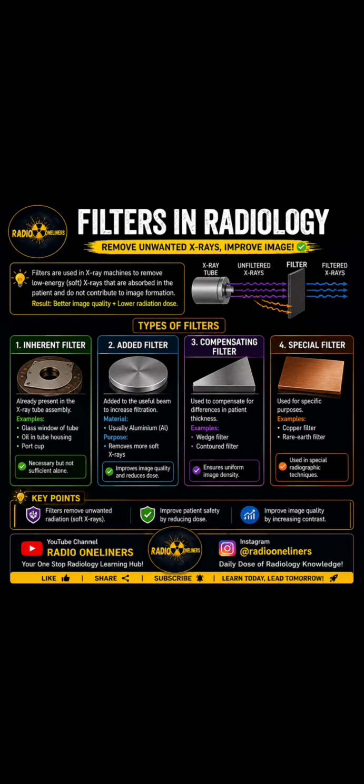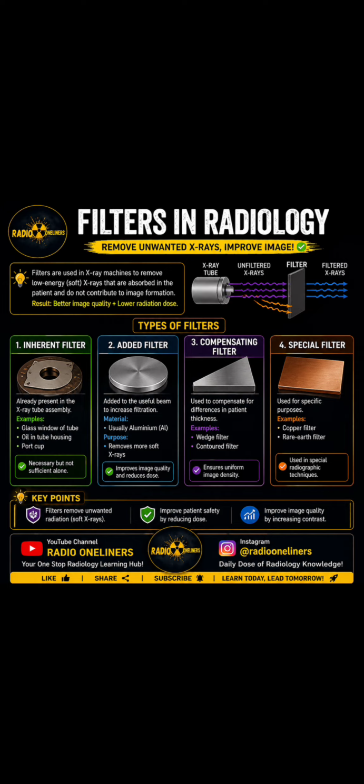So what are the key points to remember about the filters? Let's just quickly recap the most important points. Inherent filters, the first type. Inherent filters are built into the machines and remove some of the soft X-rays. Some, mark this word. Okay. Now added filters. The material is aluminium. They do the heavy filtration. How? By removing the unwanted radiation and improving image quality.